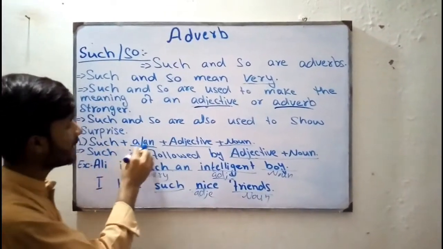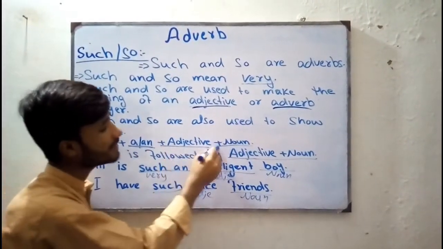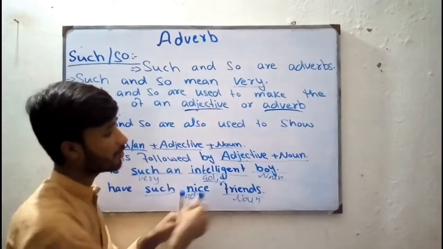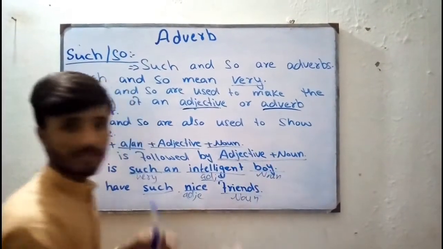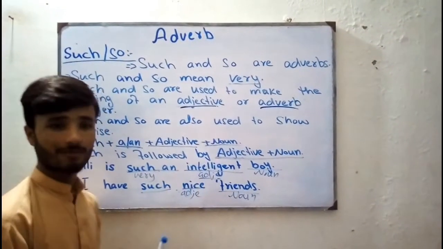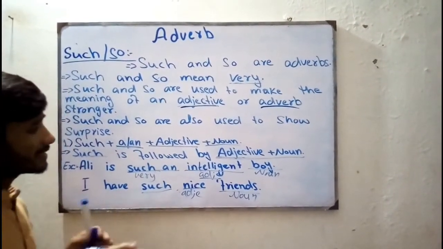such plus a/an, right? A and an, these are articles, plus adjective plus noun. So see, such is followed by adjective plus noun. Such जो है हम adjective plus noun से पहले इस्तेमाल करते हैं। किसको? सच को. Is this clear? See the example. एग्जाम्पल को देखिए.